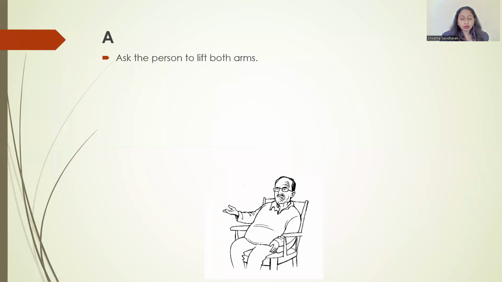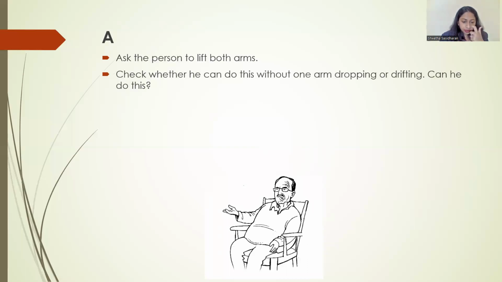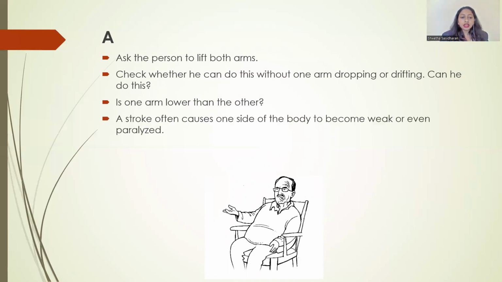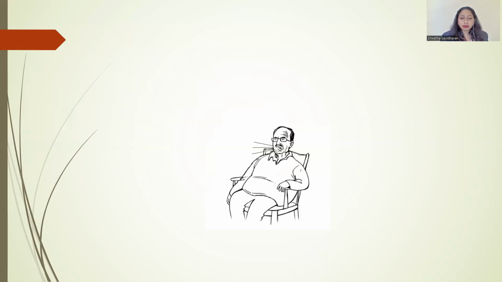Ask the person to lift both arms. See if the person is able to lift one arm. His right side is technically very much okay, but he is trying to lift his left hand as well, and they are not able to lift it up. And even if they are lifting, check whether the arm is dropping or drifting away, if one arm is lower than the other one. Sometimes the shoulder can also go to a lower position. Stroke often causes one side of the body to become weak and even paralyzed. The person might also have lost his balance.